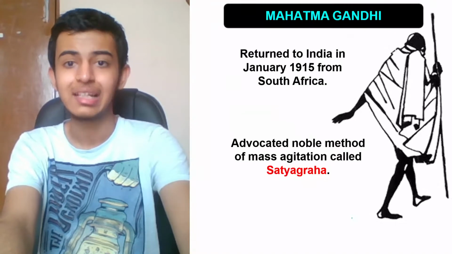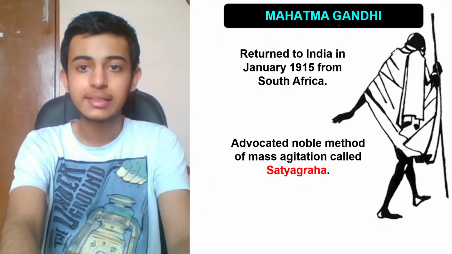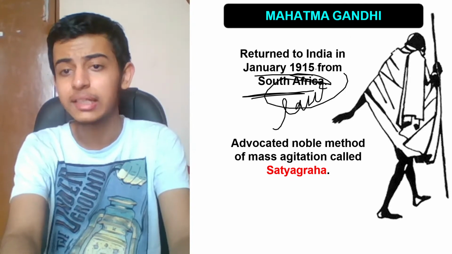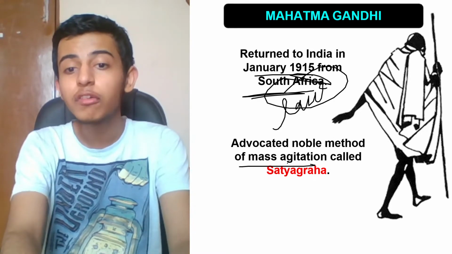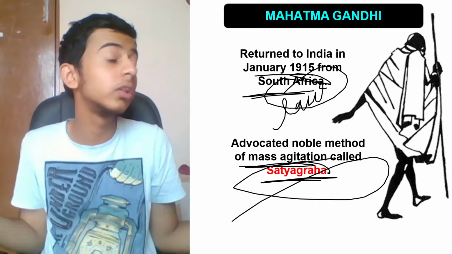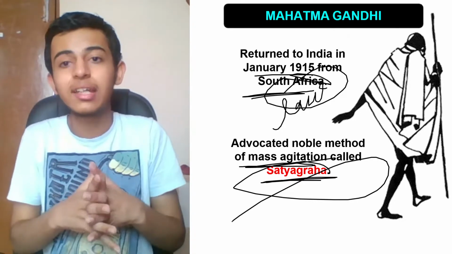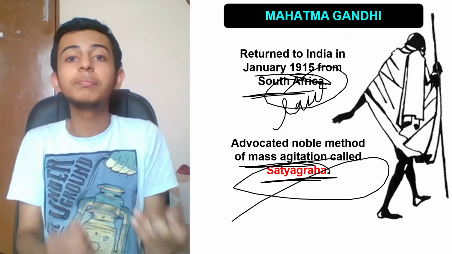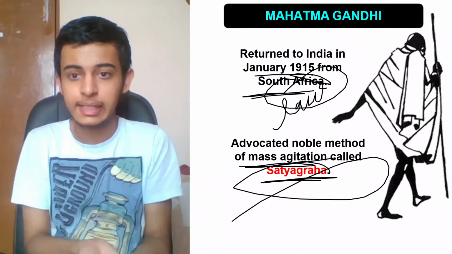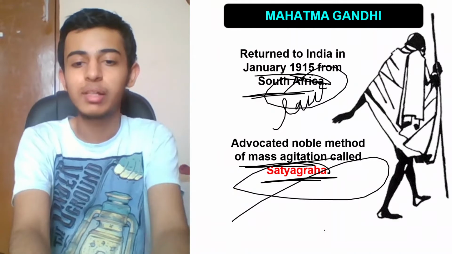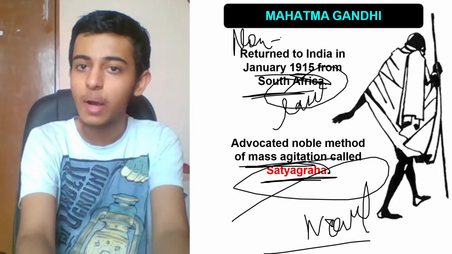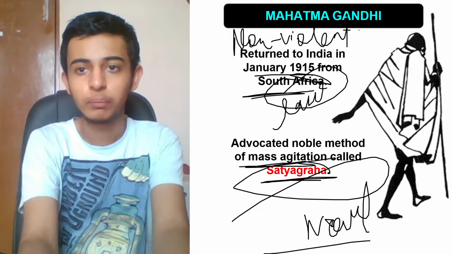Good. Amazing. Now, number one point to be understood is that he returned to India in January 1915 from South Africa because he had gone there to study law. You know that. He advocated a novel method of mass agitation called Satyagraha. Satyagraha was a novel method of mass agitation, when a group of people gather together to protest for a particular thing, to influence the government to accept their wishes. It was totally non-violent. There was no violence involved in Satyagraha, as you know.